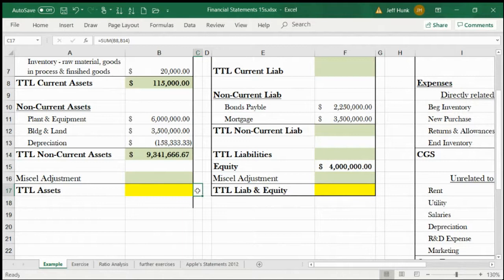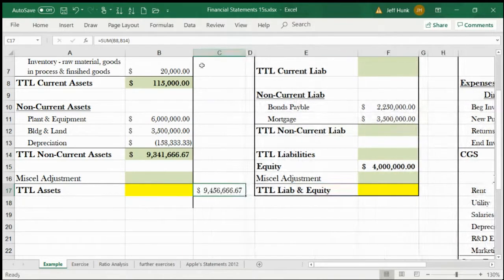Nothing is showing here because I collapsed the column, but if you double click on that, it's going to expand and fit the column width to the content. Now here, what is that? Well, that's the sum of the current assets and non-current assets. So why didn't I put it there? That's total assets, right? Why did I put it there?